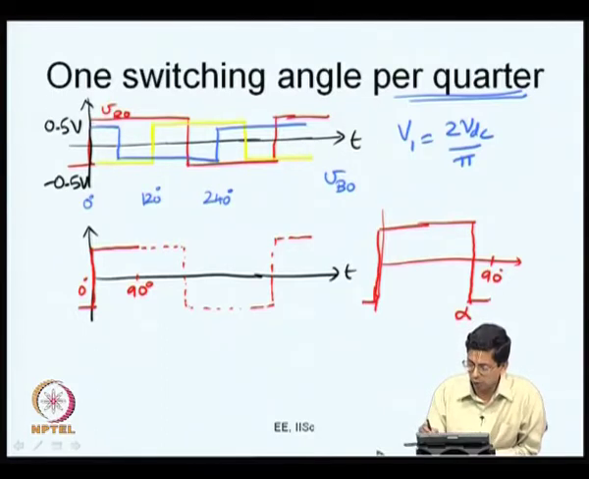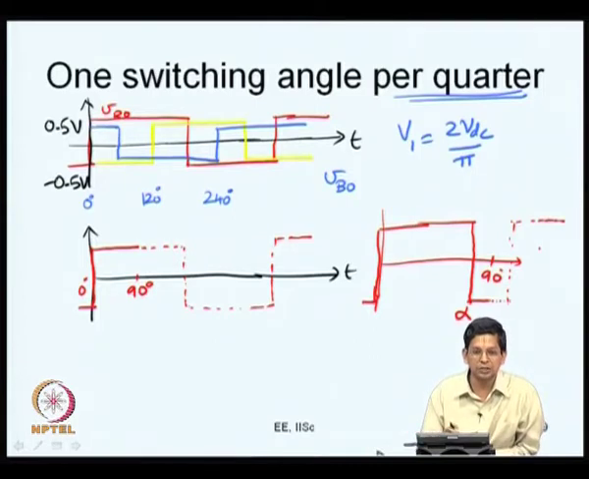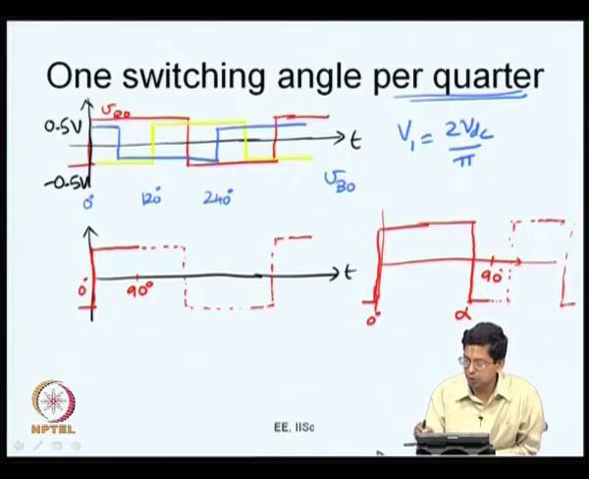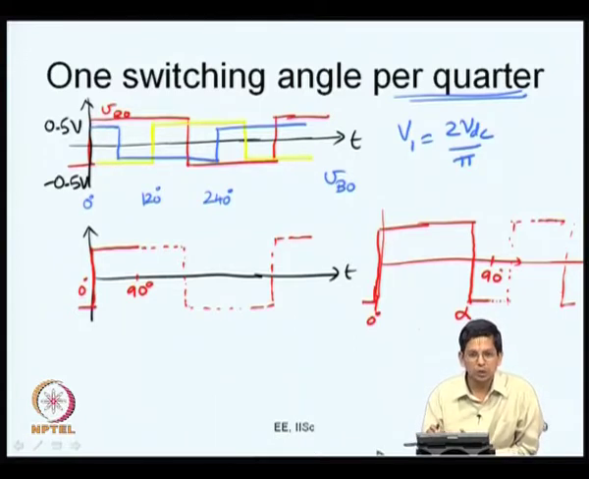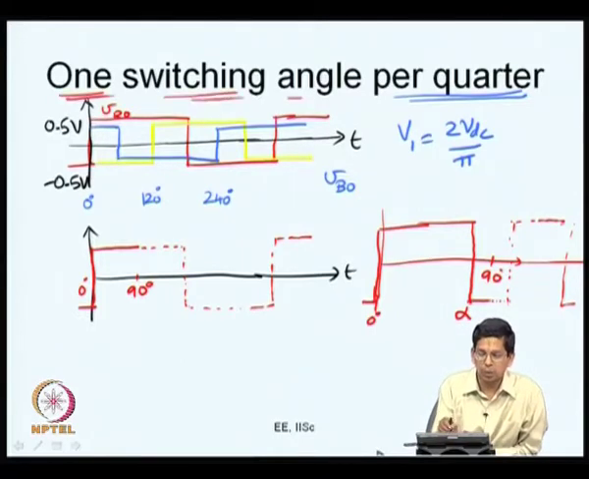I hope you can see how it appears in the next quarter. All I need to do is use mirror symmetry about 90 degrees. I can go until 180 and use half wave symmetry to construct the other half. So, in one quarter we have only one switching angle. The waveform switches at 0 degrees, and it also switches back at 180 degrees from high to low. Other than these two, there is one switching in a quarter. This waveform is an example of one switching angle per quarter.